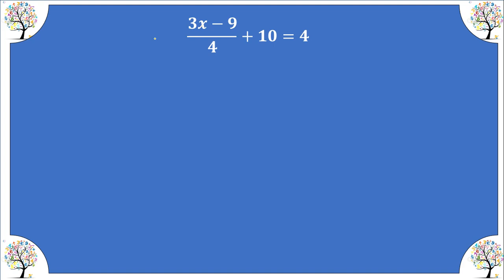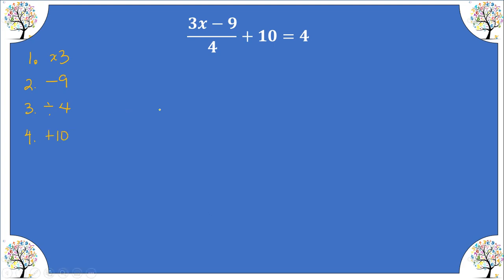If I knew the value of x, what would I do as far as order of operations? Well, first we would multiply by 3, then we would subtract 9, and then we would divide by 4, and then we would add 10 to get our answer of 4.